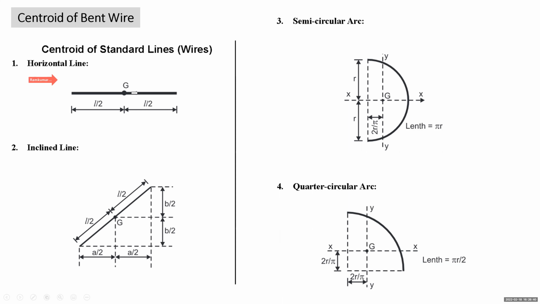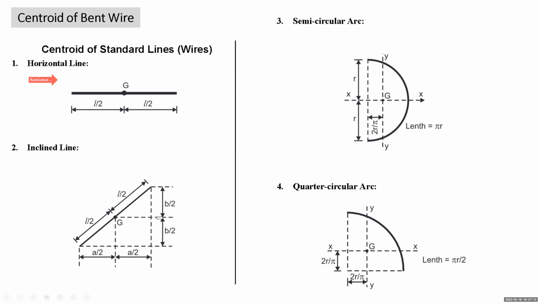Of course the centroid of this line will be at mid length, L by 2. Suppose we have a straight inclined length L, so again it will be L by 2. Suppose this inclined length we form into a right angle triangle with this length as hypotenuse. From the center of this inclined length, if we draw perpendiculars to the two sides, these two sides will be divided into half and half. This is a geometrical property.